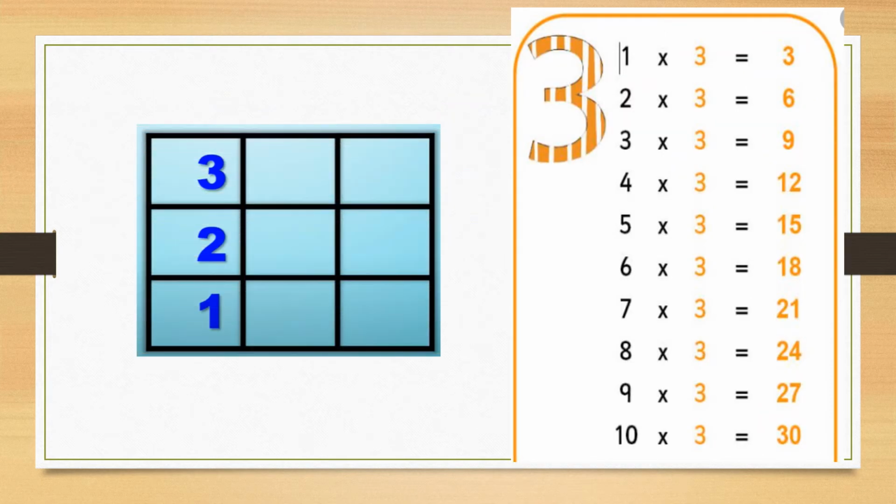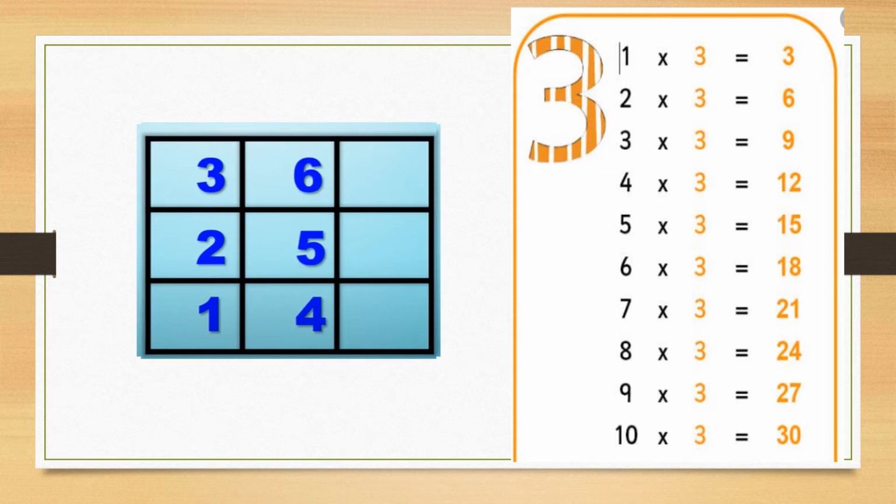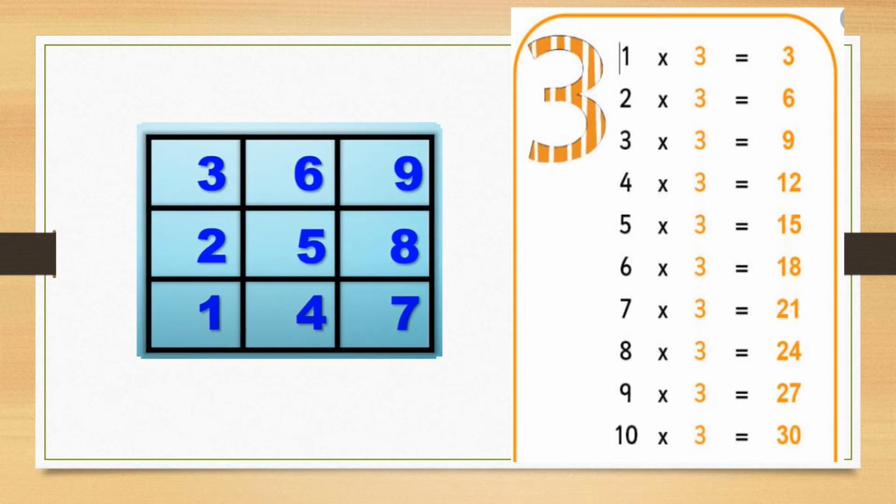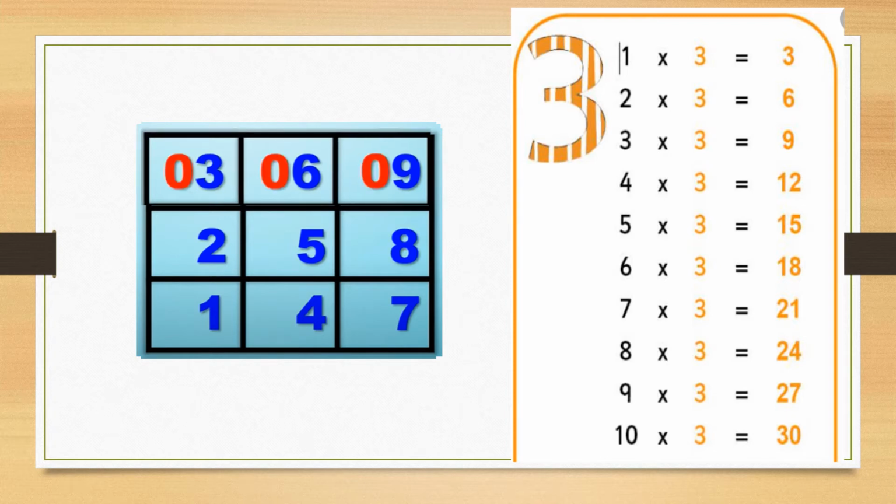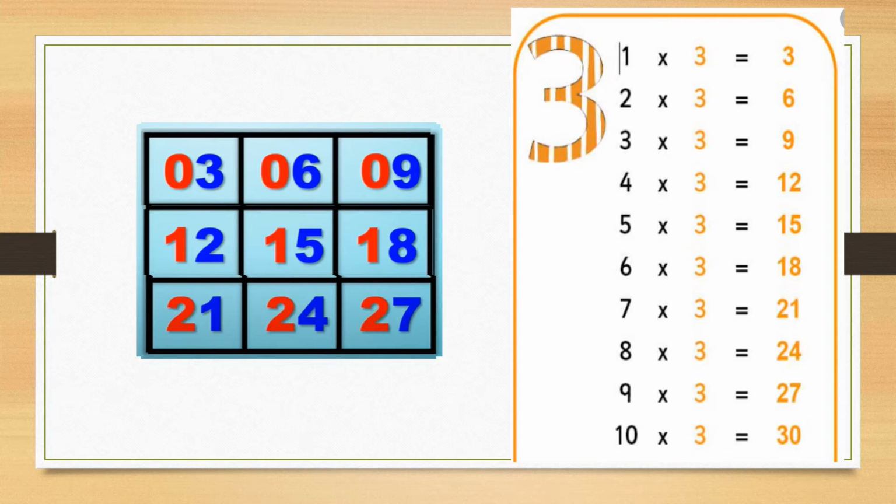Trick to write the table of 3. We first make a grid of 3 by 3 and start writing from 1 from the first column like this. 1, 2, 3, 4, 5, 6, 7, 8, 9. Now 0 in the first row, 1 in the second row and 2 in the third row. 3, 6, 9, 12, 15, 18, 21, 24 and 27. We have got the table of 3.